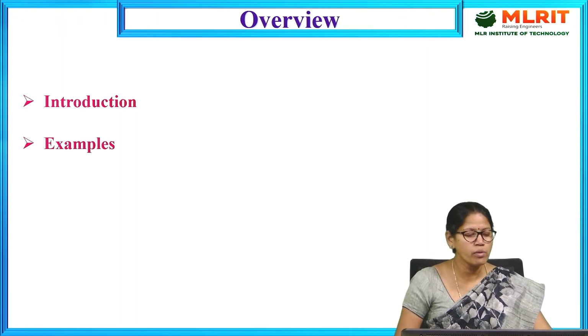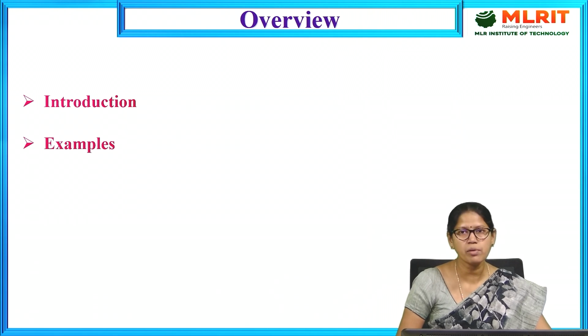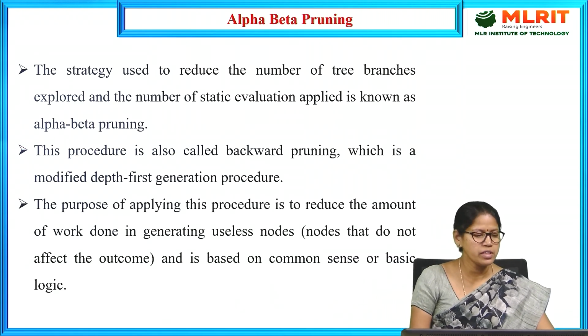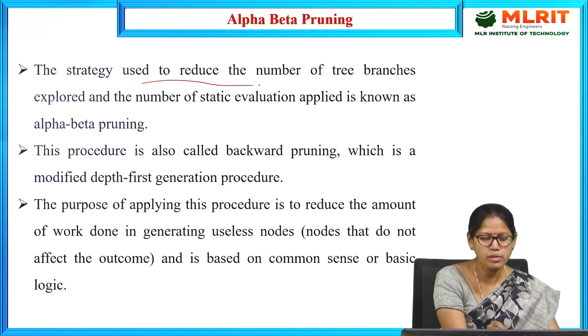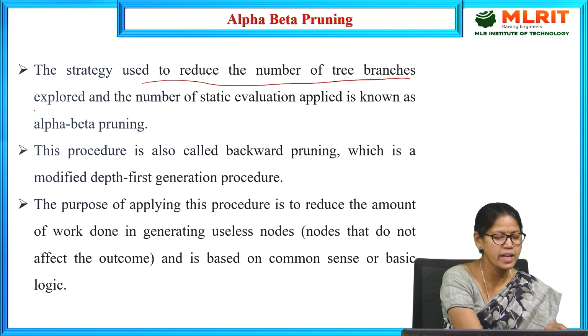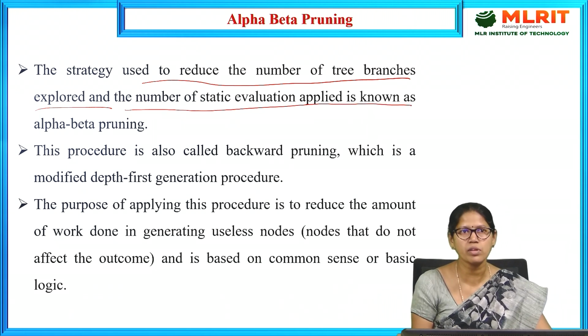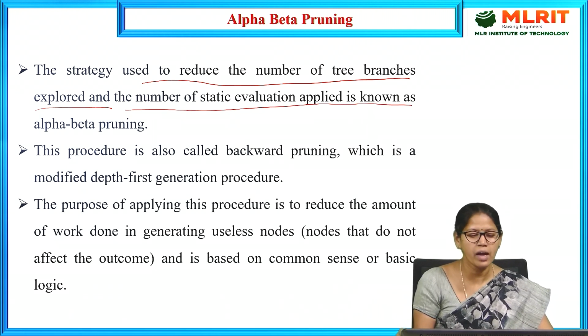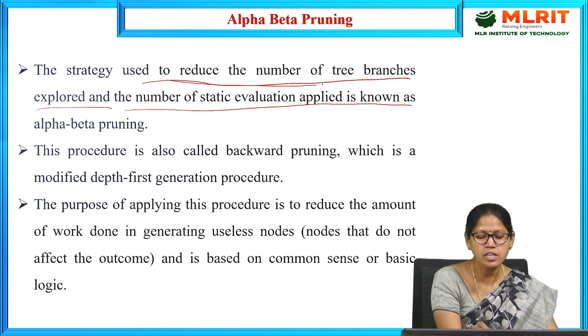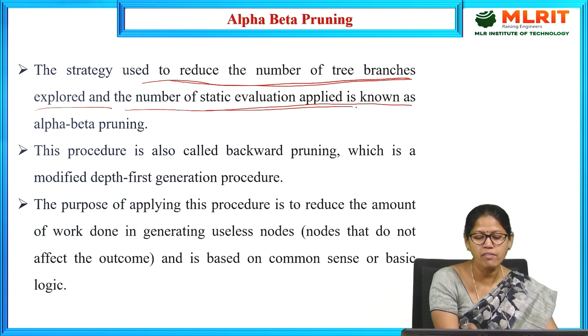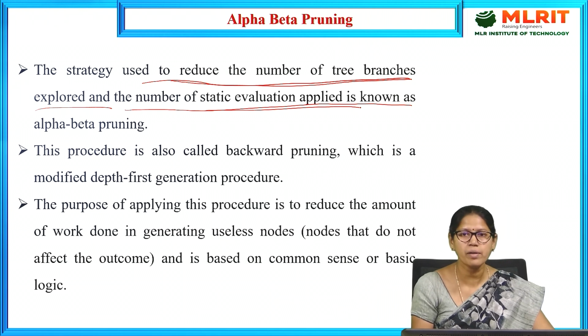The overview of the presentation is an introduction to alpha-beta pruning, an example of alpha-beta pruning, and the algorithm, the minimax algorithm with alpha and beta. The definition: the strategy used to reduce the number of tree branches explored and the number of static evaluations applied is known as alpha-beta pruning.